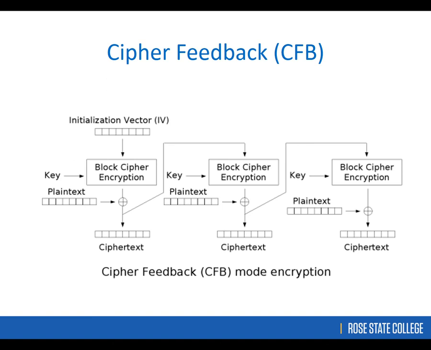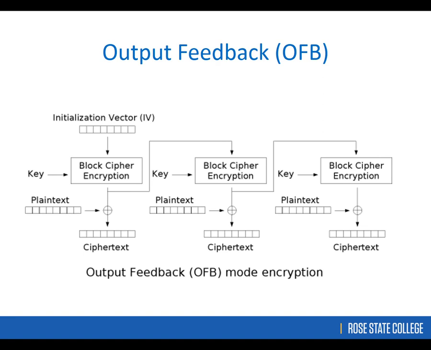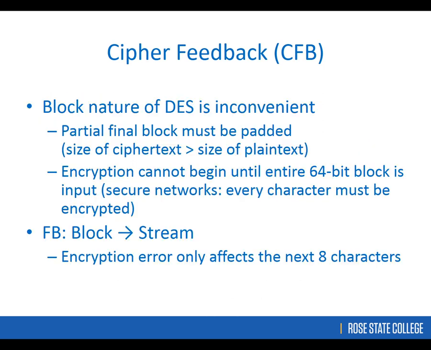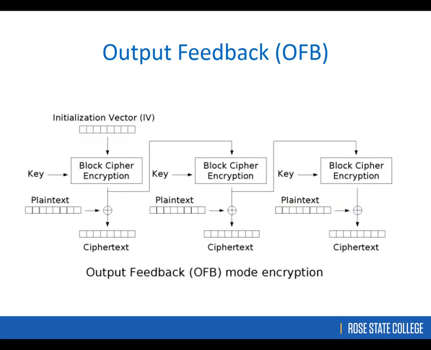Okay. Now, let's look at output feedback. These are very similar. Notice the difference where the data for the next one comes from. See how it's above the XOR here? It's below the XOR here. See the difference? It's the only difference. So cipher feedback, it's below the XOR of the plain text. Output feedback, it's before the XOR of the plain text. It's the only difference. Know that difference. That will help you. All right. It's all those slides.